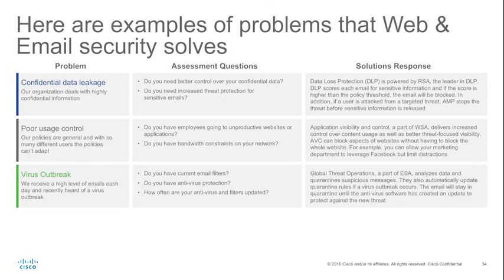You can respond to these issues by acknowledging how Global Threat Operations, a part of ESA, analyzes data and quarantines suspicious messages. They also automatically update quarantine rules if a virus outbreak occurs. The email will stay in quarantine until the antivirus software has created an update to protect against the new threat.